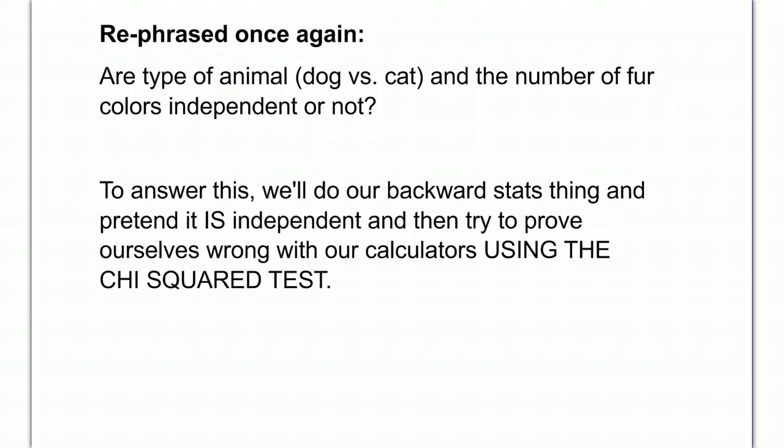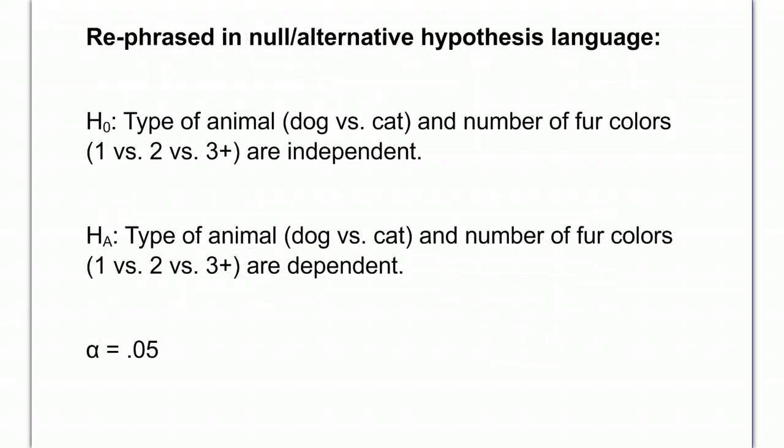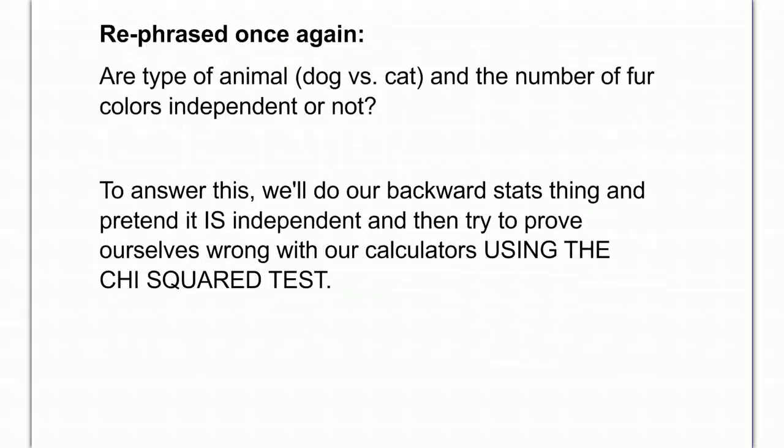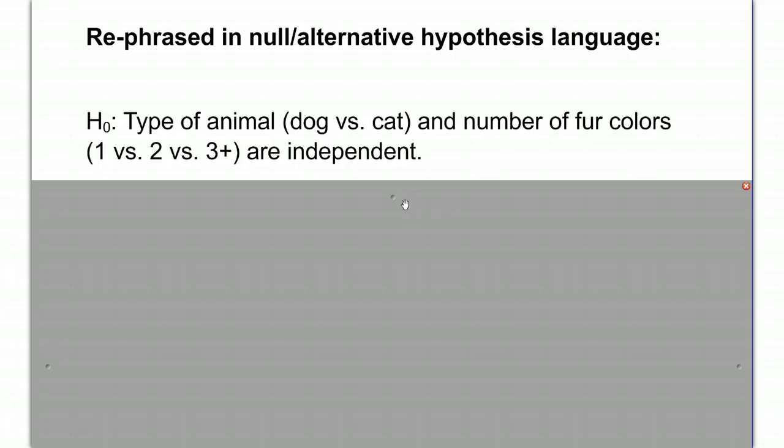So the way that we're going to rephrase this situation is into two hypotheses, a null and an alternative, just like we have with many other statistical tests. Since we want to know if the type of animal and number of fur colors are independent or not, the null is to assume that they are, in fact, independent. So let's take this one step at a time. Our null hypothesis: the type of animal and number of fur colors are independent.